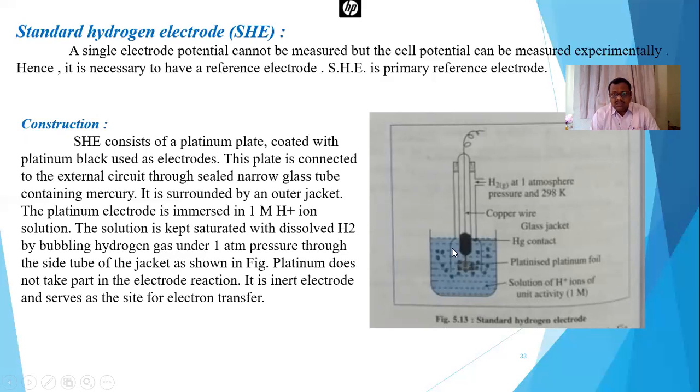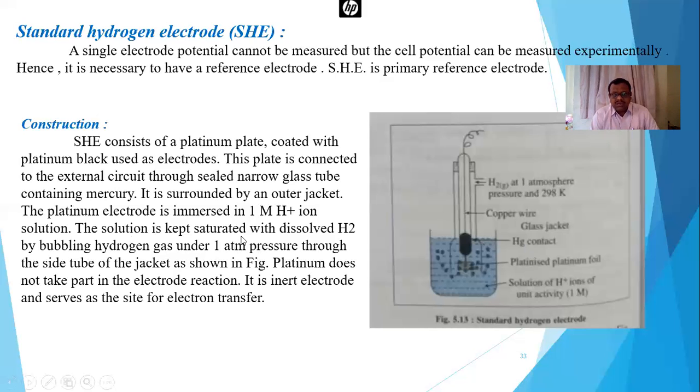There is a narrow glass tube outside this copper wire. At the bottom of this narrow glass tube, there is mercury. This platinum electrode is dipped in 1 molar H plus ion solution.